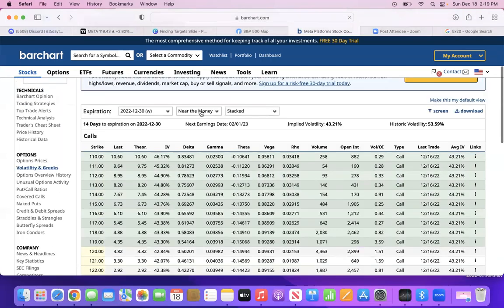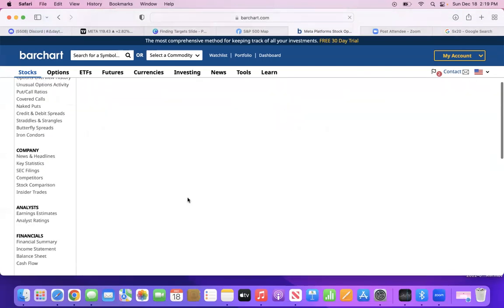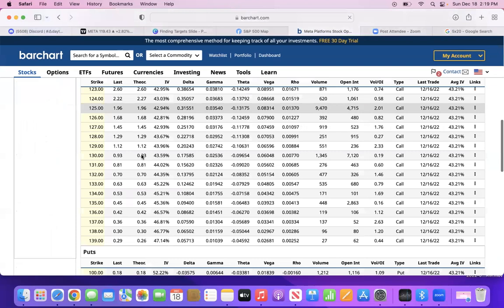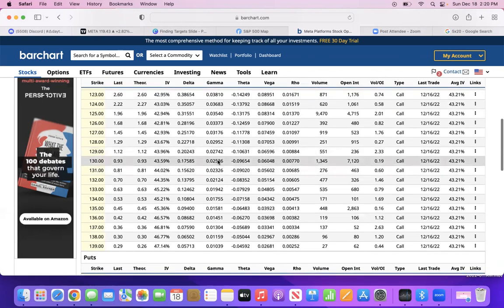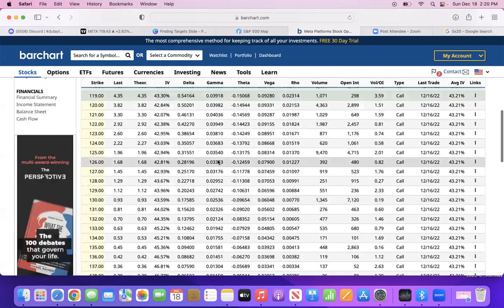130s. Got to add more again. 130 calls at 0.93 for 2 weeks out. Delta is 0.17 and the theta is 0.09. That's actually not that good. I would want my delta to be more than 2 times my theta. Theta is already 9. So this should be way more than that. But your gamma is 0.02. That's not even that high either.